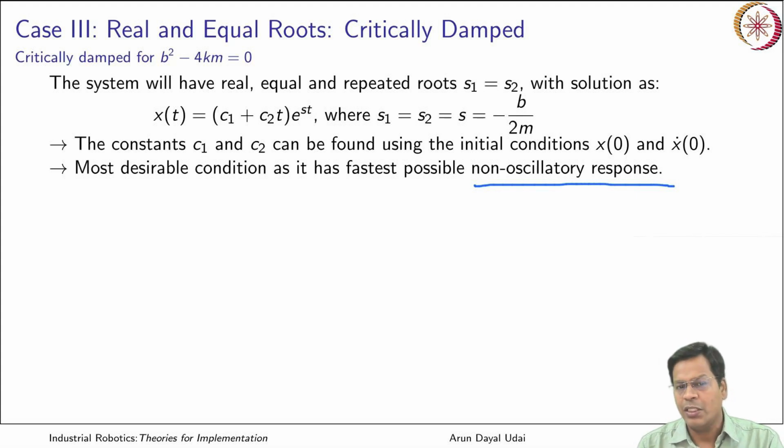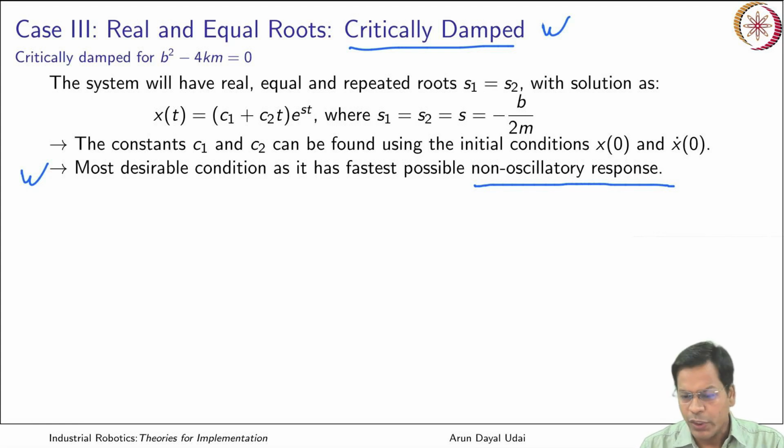So you should either be over damped or critically damped. Critically damped is not always possible. So yes, you can be near to critically damped. Okay, this is the most desirable condition. This is what should be obtained through various parameter tuning. We'll see tuning later on also. So this is the non-oscillatory response.